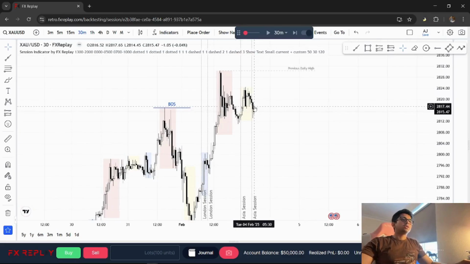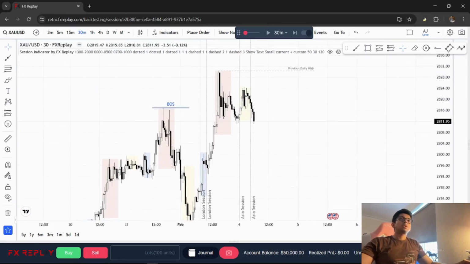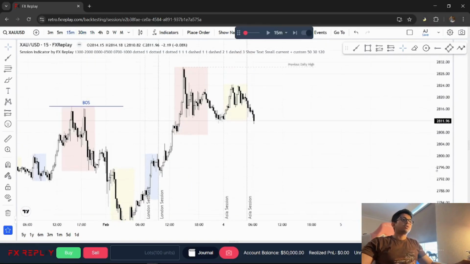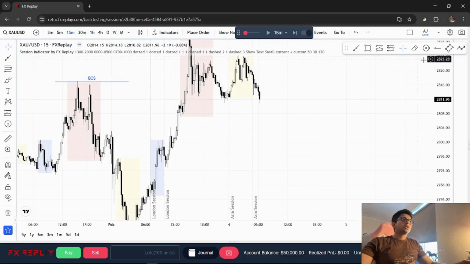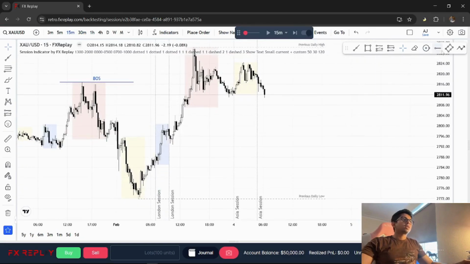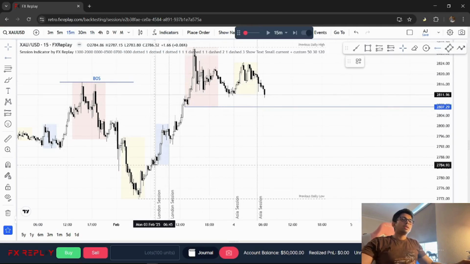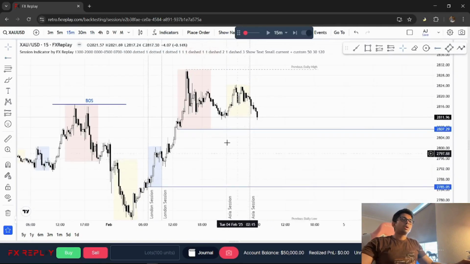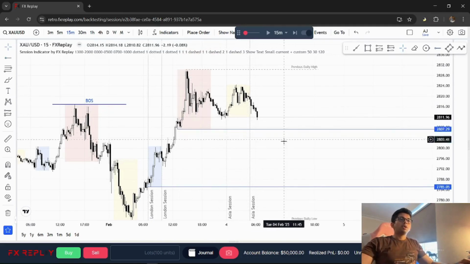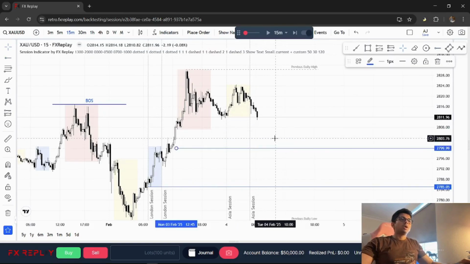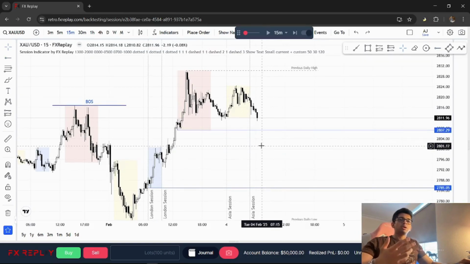This being the Asian session. Okay, we go on to the 15 minutes. Let me quickly mark the levels for you guys. This being the New York low, and then the London low. Obviously, if price breaks below this, I don't want to just blindly enter a buy order. I want to wait for a confirmation. Only then I'm interested to buy.